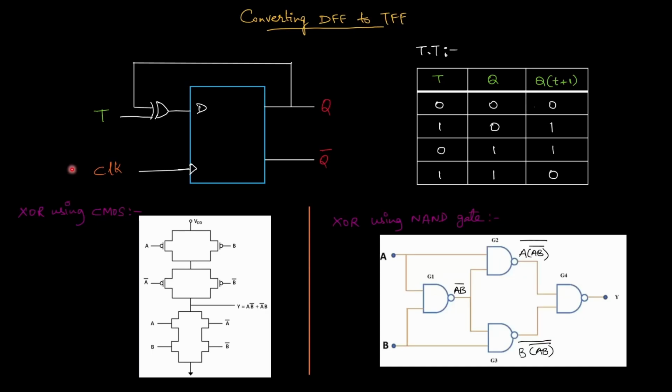Hello Noddies, in today's video we will see how to convert a D flip-flop into a T flip-flop. Here we can simply place an XOR gate at the input and the equation becomes D is equal to T XOR Q.